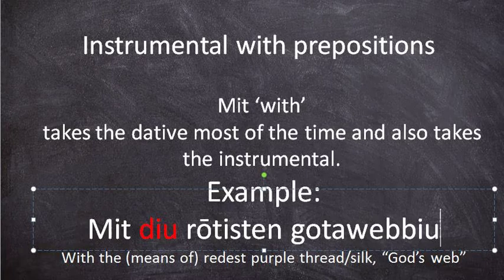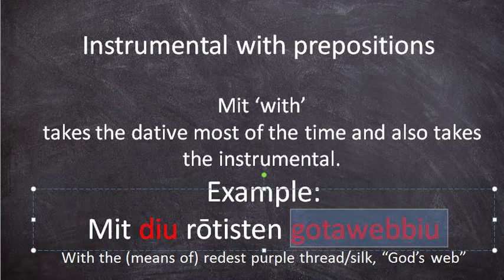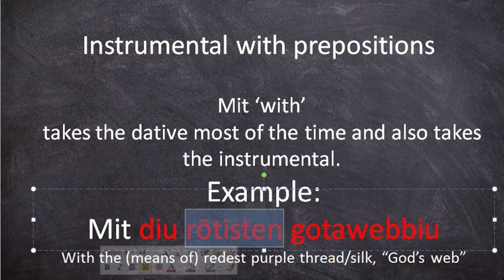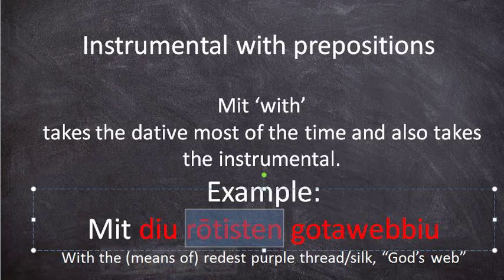So first off, Gota webbu. This is an instrumental as well. This is in the singular dative, in the weak declension. So this is dative, or dative slash instrumental, dative used instrumentally. So with the means of the reddest God's web was a literal translation.